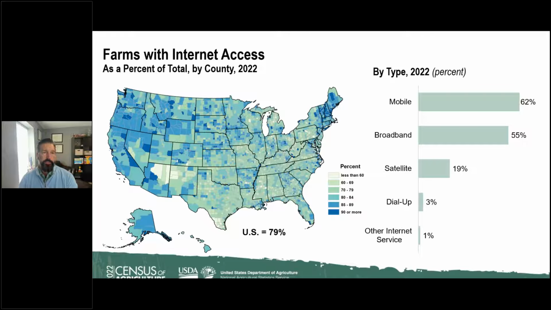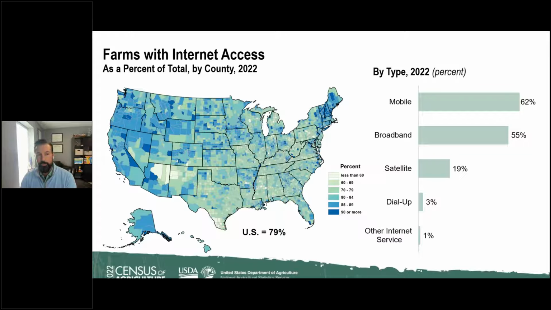So USDA has been investing heavily in broadband and high-speed internet access. The census captures internet access on farm by type of access. Overall, internet access has increased from 75% to 79%. Generally, internet access rates were higher in the western and northern states. The chart on the right details the percentage of those with access by the type of connection.